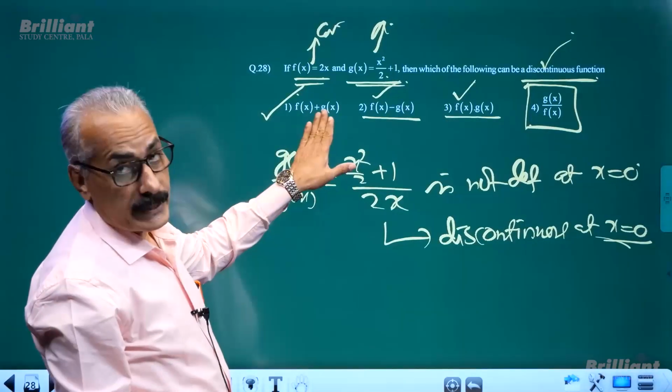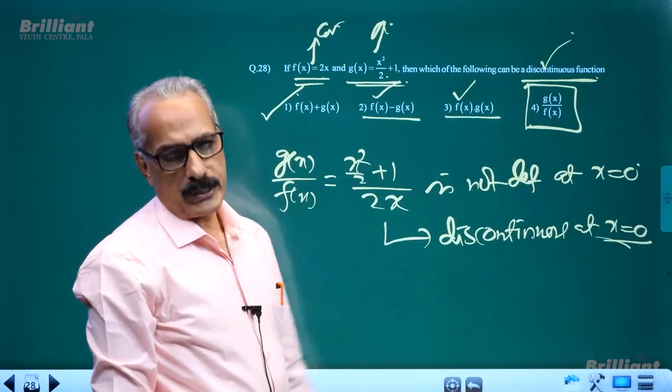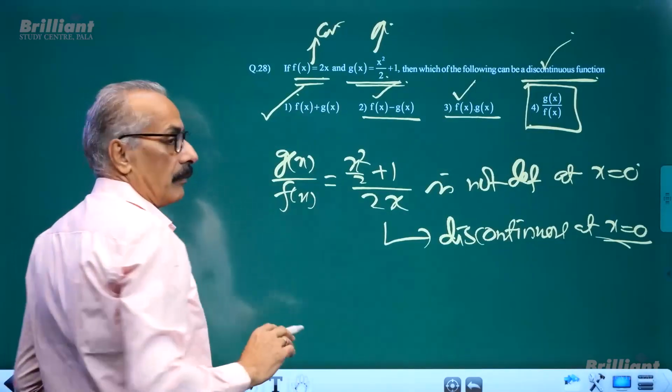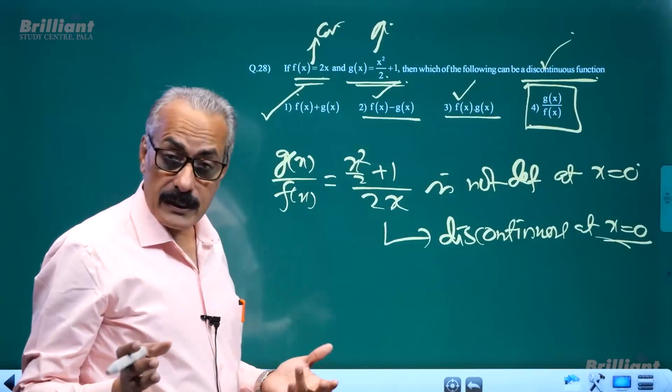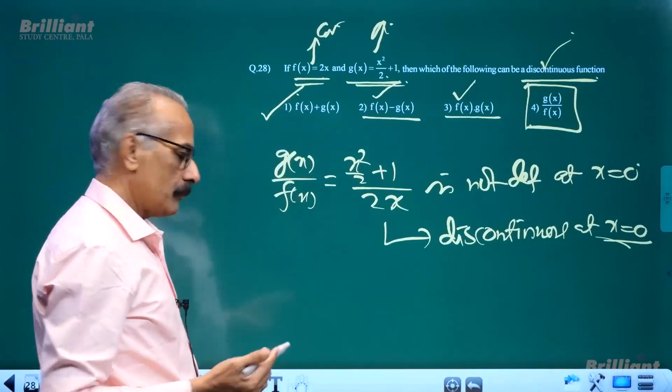So, f(x) plus g(x) is continuous. f(x) minus g(x) is continuous here. f(x) into g(x) is also continuous here. Okay. Now, the product of certain discontinuous functions may be continuous also. So, keep this in mind.